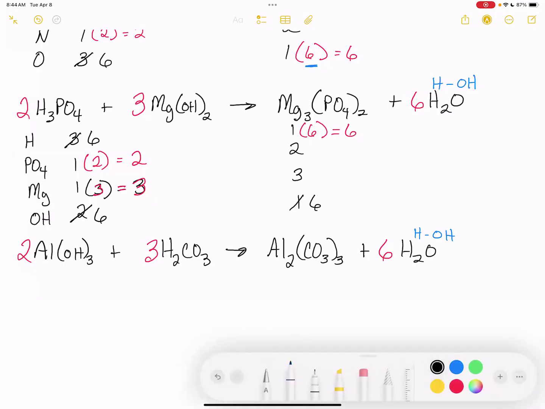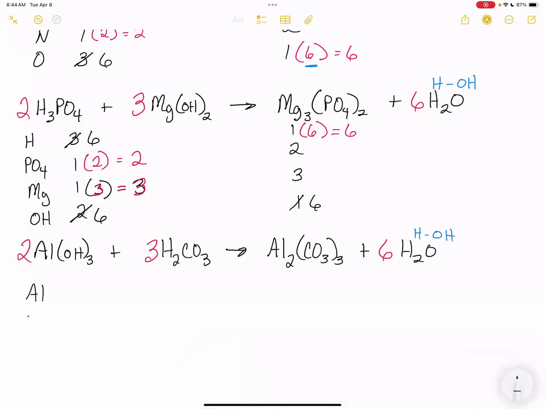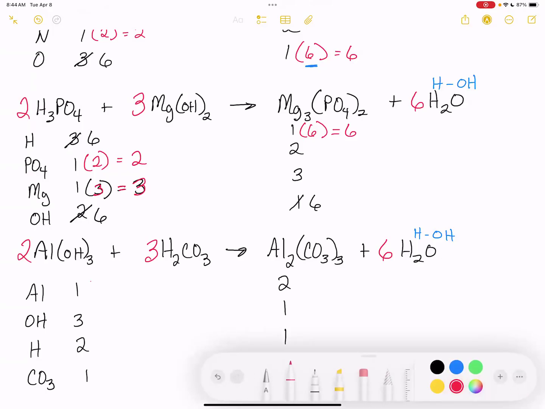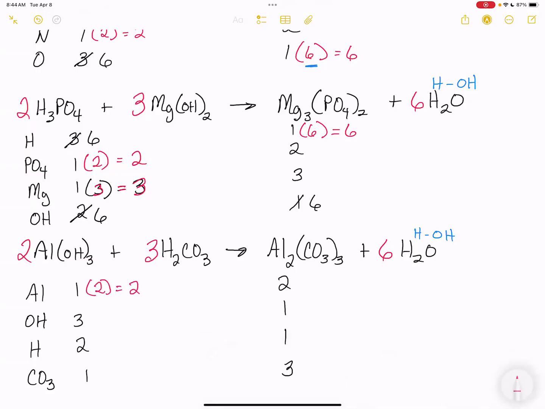So when you made your list, you had aluminum, hydroxide, hydrogen, and carbonate. You had 1 aluminum, 3 hydroxides, 2 hydrogens, and 1 carbonate on the reactant side. On the product side, you had 2 aluminums, 3 carbonates, 1 hydroxide, and 1 hydrogen. I'm balancing the aluminum first. So you multiplied the reactant side by 2. Whatever you multiplied by became the coefficient, but in so doing, you wound up giving yourself 6 hydroxides.